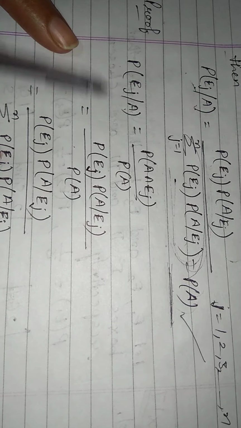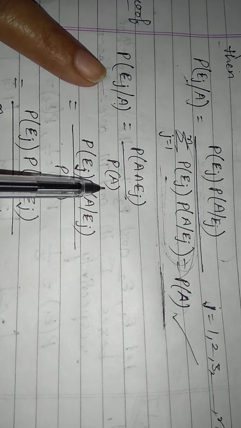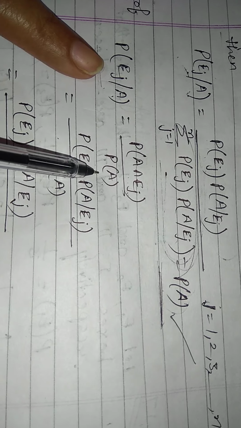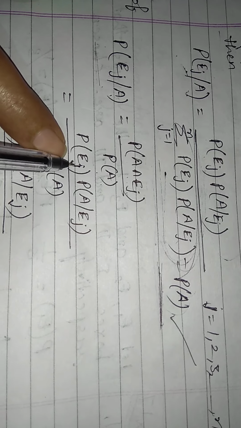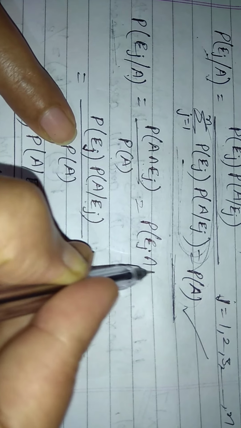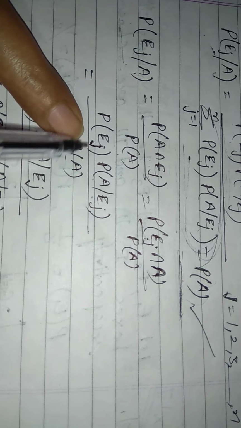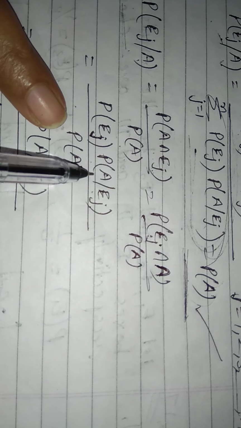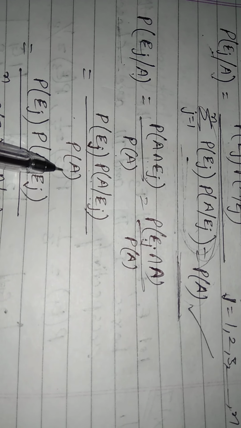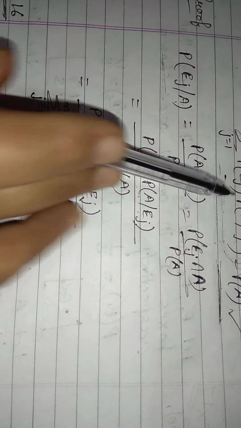So the proof of this P(Ej|A): we can write it by conditional probability. We can write this as P(A intersection Ej) upon P(A), or P(Ej intersection A) upon P(A). Then we can write P(Ej) into P(A|Ej), and what is this? This is P(Ej) into P(A|Ej) upon P(A). So this is favorable and this is total. This is the proof of this theorem.